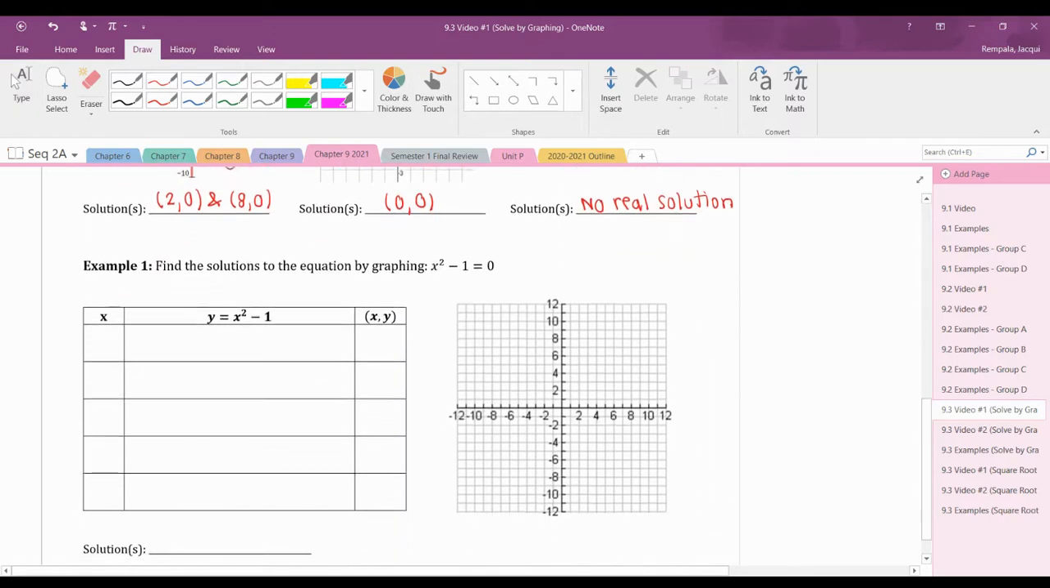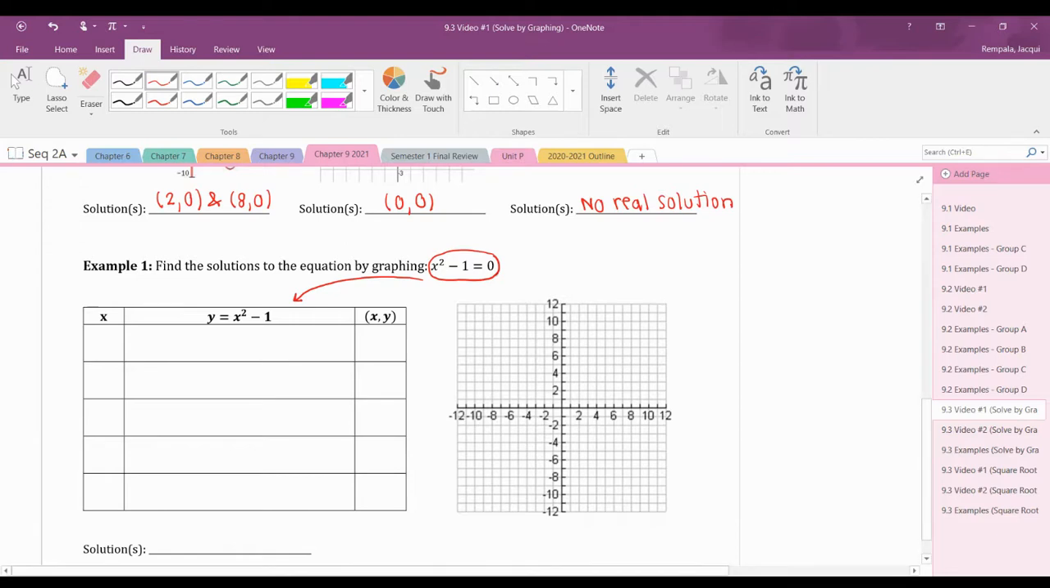So a lot of the times you won't just have a picture to identify your solutions. Sometimes you're going to have to first create your picture, and then you can determine your solutions. So it says, let's find the solutions to the equation by graphing x squared minus 1 equals 0. Okay, so they gave it to us as an equation, but notice that when we are actually going to create our table, we can really think of it as y equals x squared minus 1 because we want to come up with ordered pairs for x and for y.